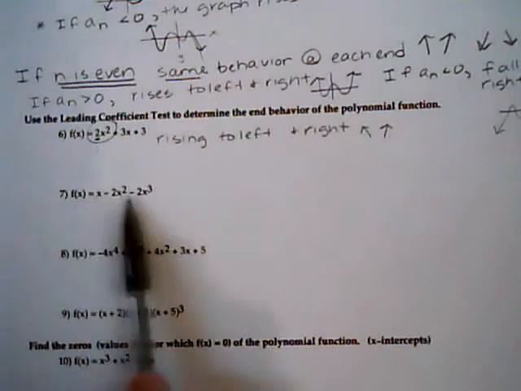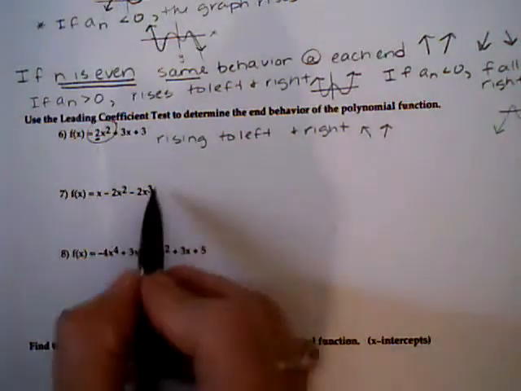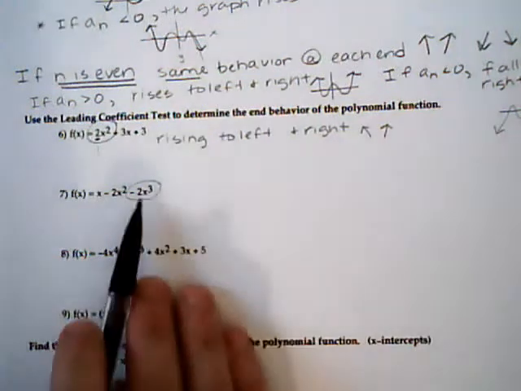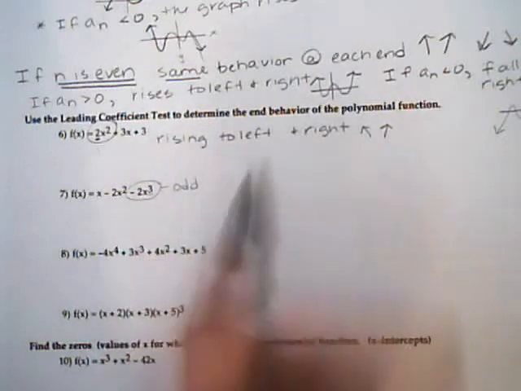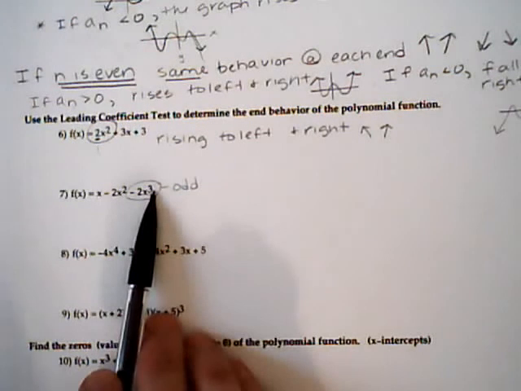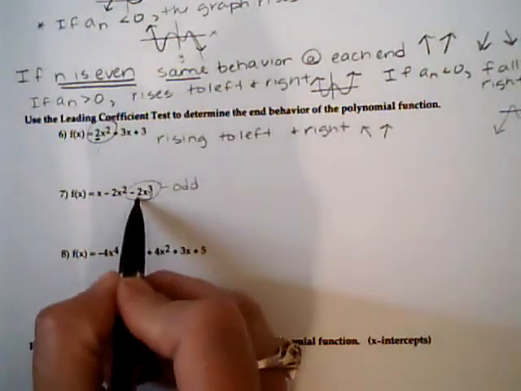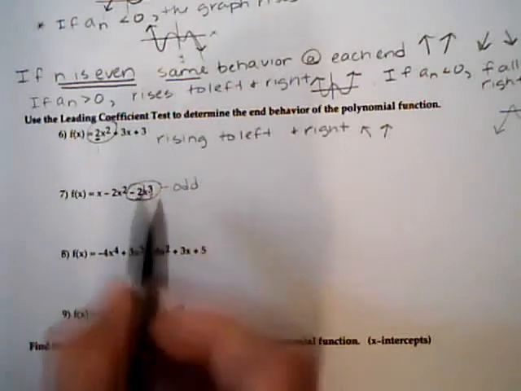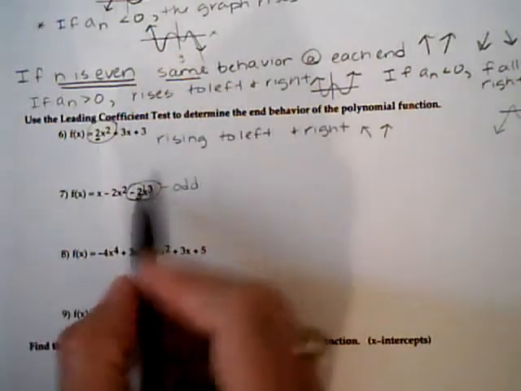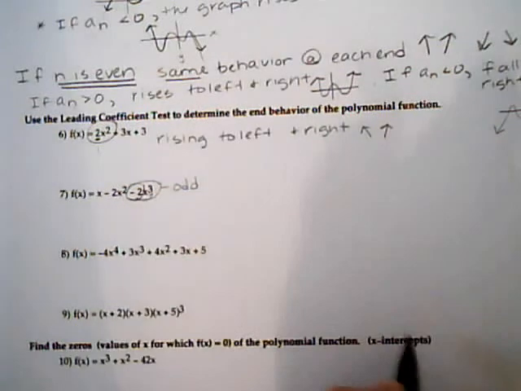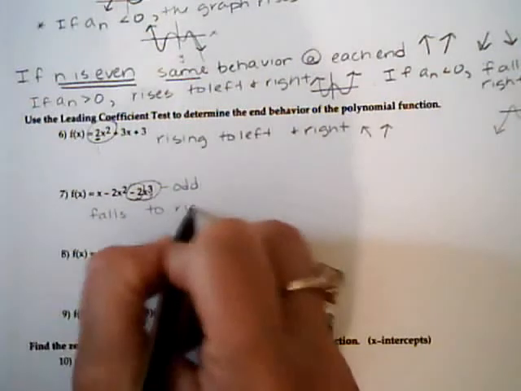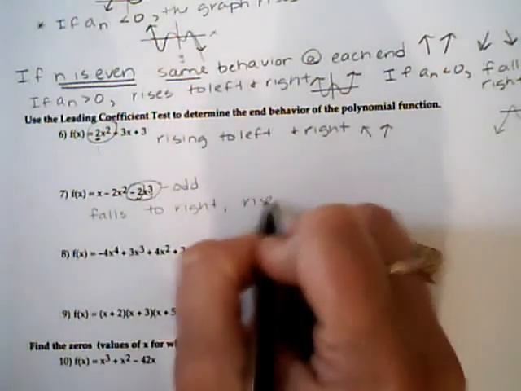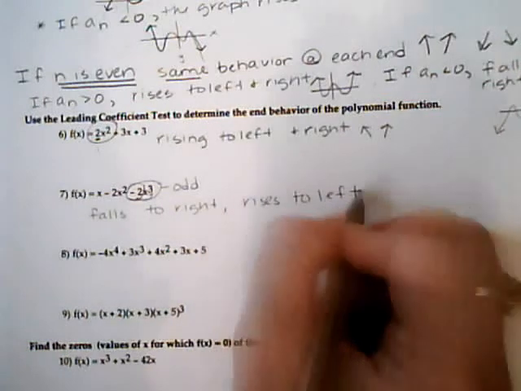Okay, if I look at number 7, my leading coefficient should actually be the negative 2x cubed. That's the highest exponent. So because my exponent is odd, that means I'm going to have different behaviors. One side will be rising, one side will be falling. So then I'll look at the actual coefficient, which is negative 2. Because it's negative, that means that my graph should be falling to the right. Okay, so we're going to say falls to the right and rises to the left.